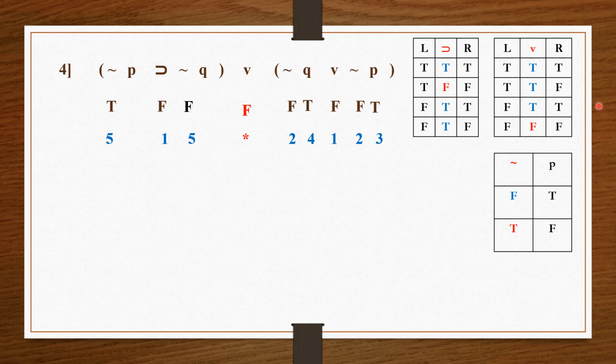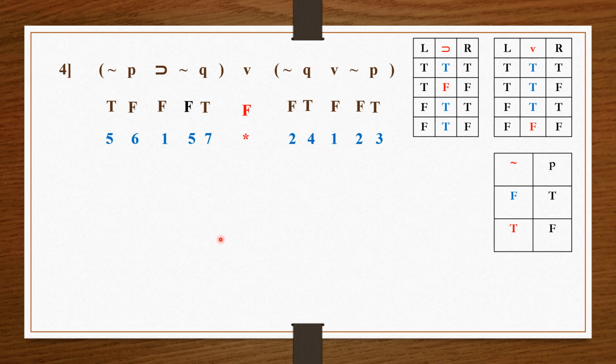Now since not P is true, then P will be false. So let us assign the value, we'll number it as 6. Since negation of Q is false, then Q will be true. We'll number it as 7.